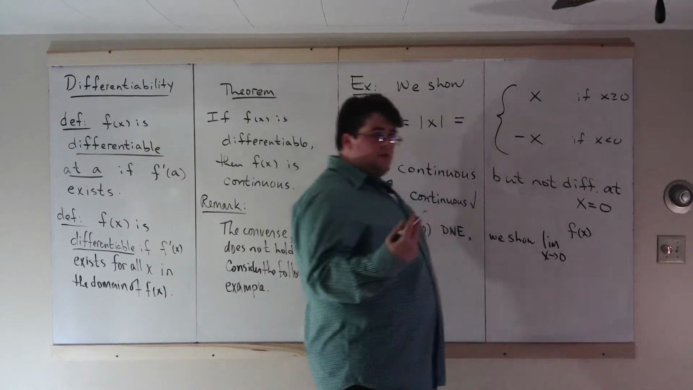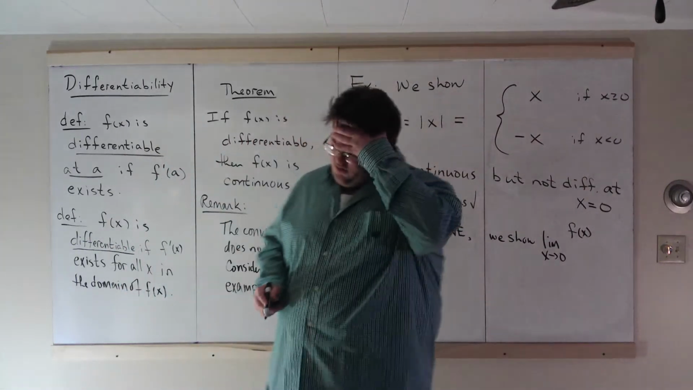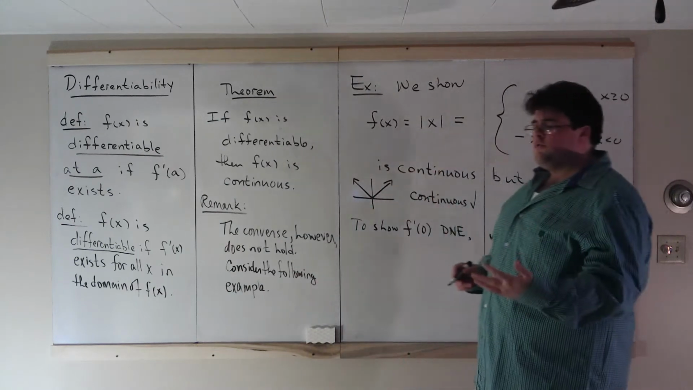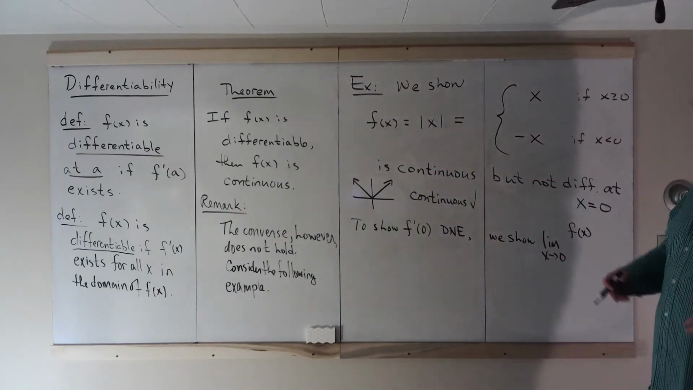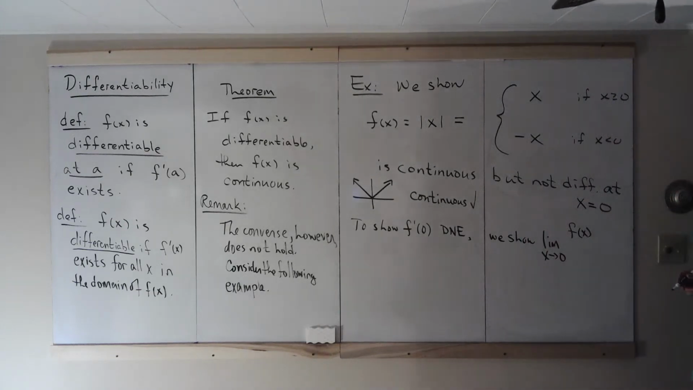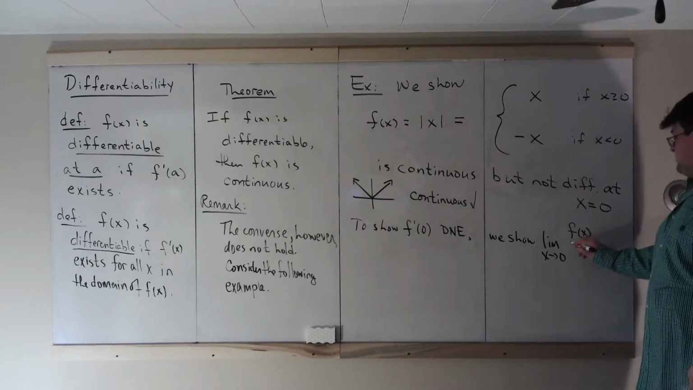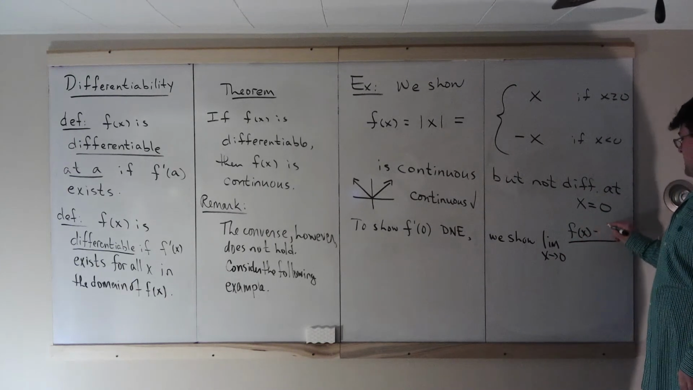So we had two different notations for the derivative at a point. The first one was directly from choosing two points, labeling them A and X. The second one had H's. We're using here the first definition. It's a little easier to simplify in this case.